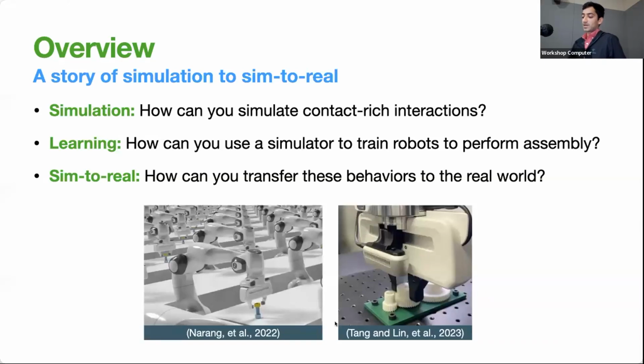I'll be discussing these topics through the lens of two papers. The first is called Factory from last year's RSS, which focused on simulation and sim-based RL for assembly. And the second is called Industrial from this year's RSS, which focuses on sim-based RL and sim-to-real transfer. And the first author of that paper was helping us debug this screen sharing issue.